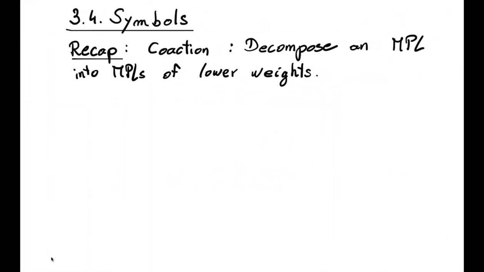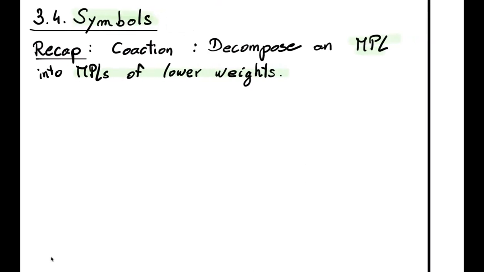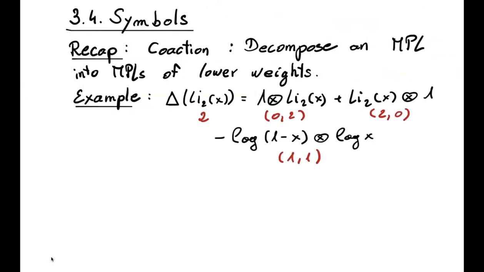Now, the last topic, which I just want to touch upon for polylogarithms, is something many of you, I guess, have heard, is called symbols. First, remember that the coaction allows you to take a polylogarithm and decompose it into polylogarithms with lower weight. For example, Li2, I could turn it into a tensor product of 2 logs. That's what we did here.